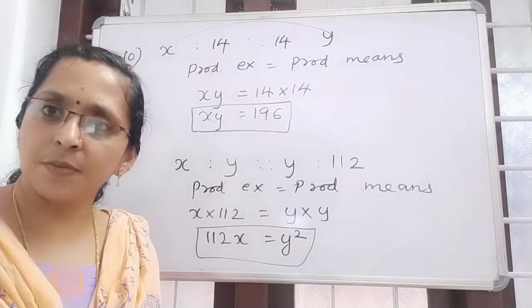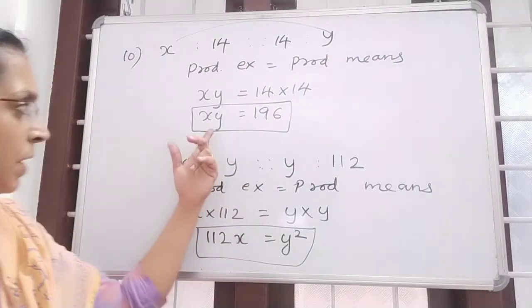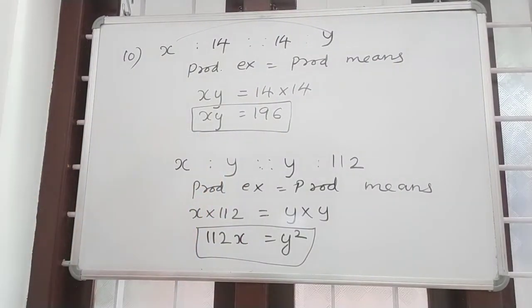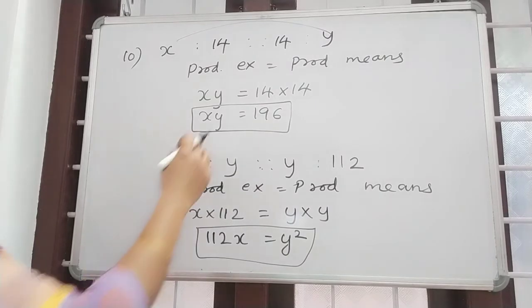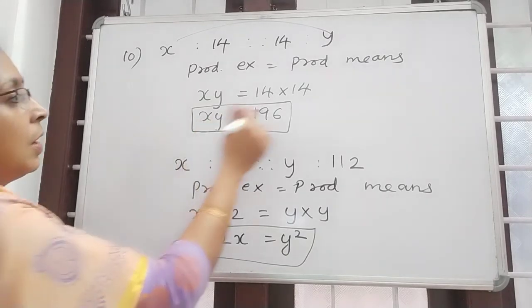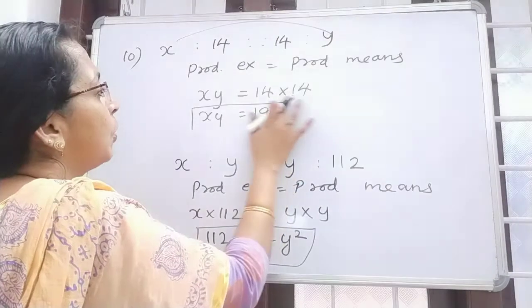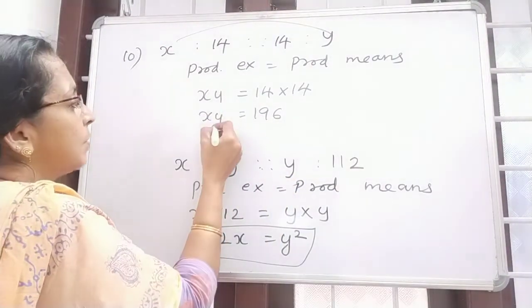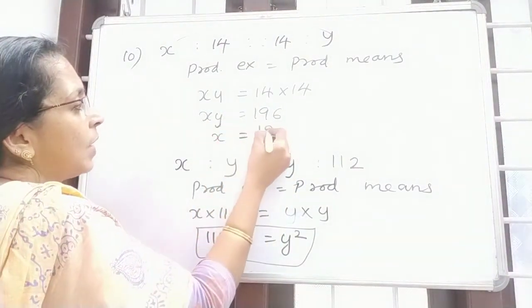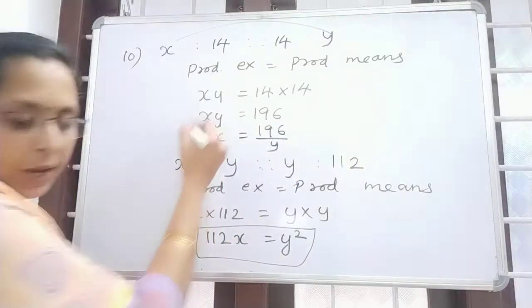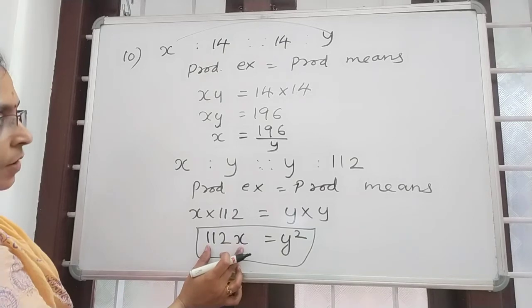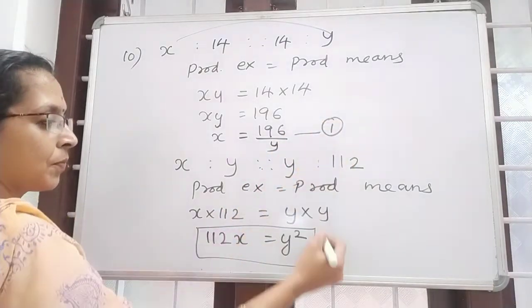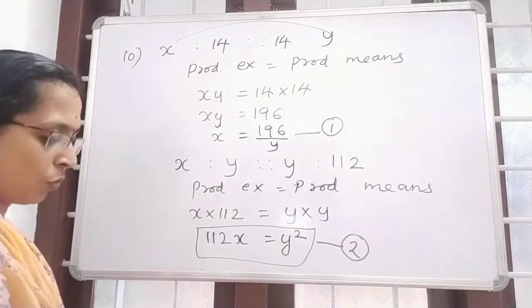How can we substitute any value? From the equation xy is equal to 196, we can take x. That's why I told you to leave one line. So from here x is equal to 196 divided by y. So we can substitute the x value here. Let it be equation number 1, and this is equation number 2.